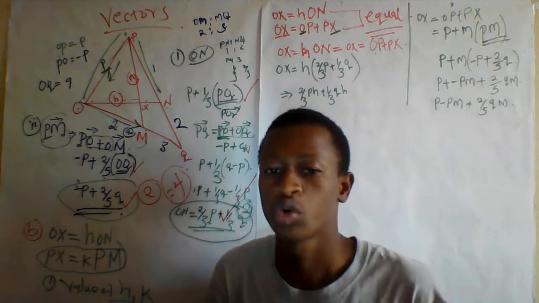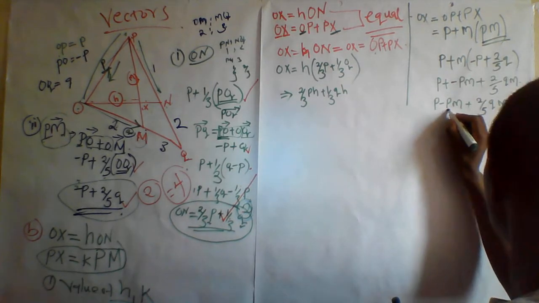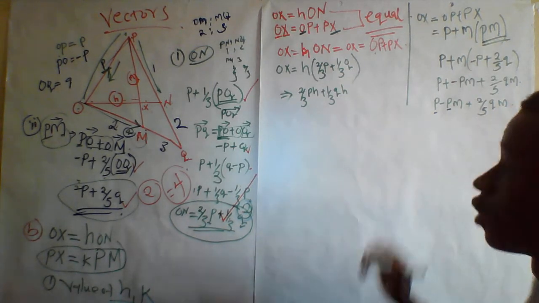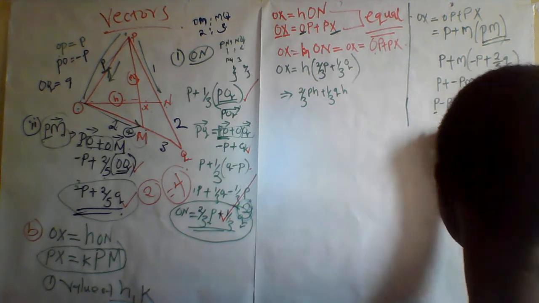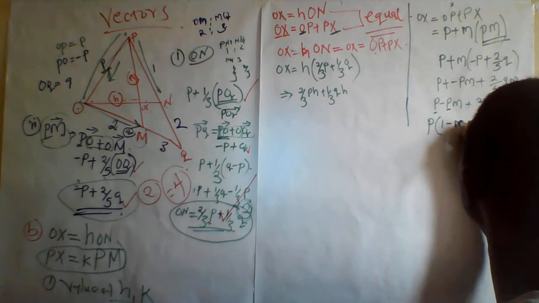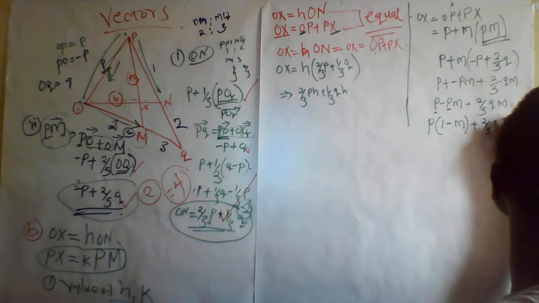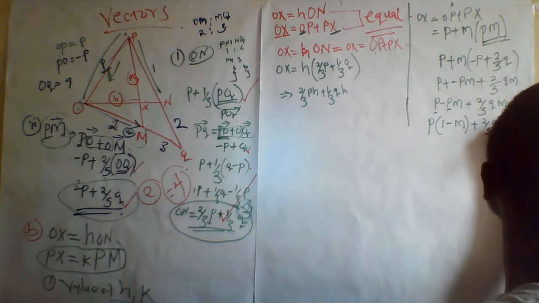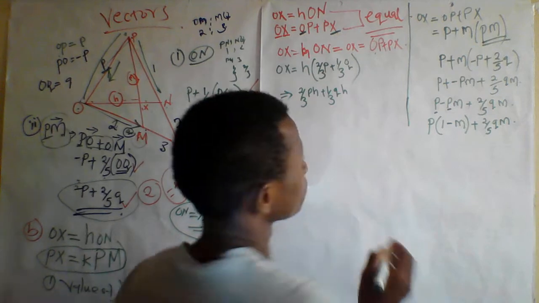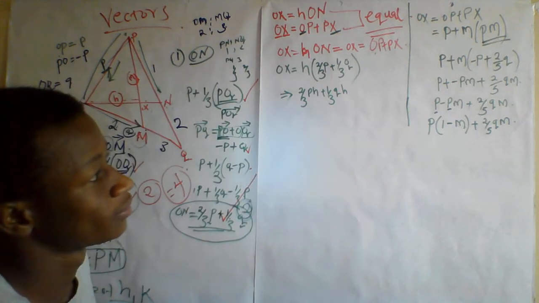Then I want to show you another thing. Now from here you look at this. These which are common, you open the bracket, and they become P into 1 minus M plus 2 over 5 QM. Up until that point we are together.